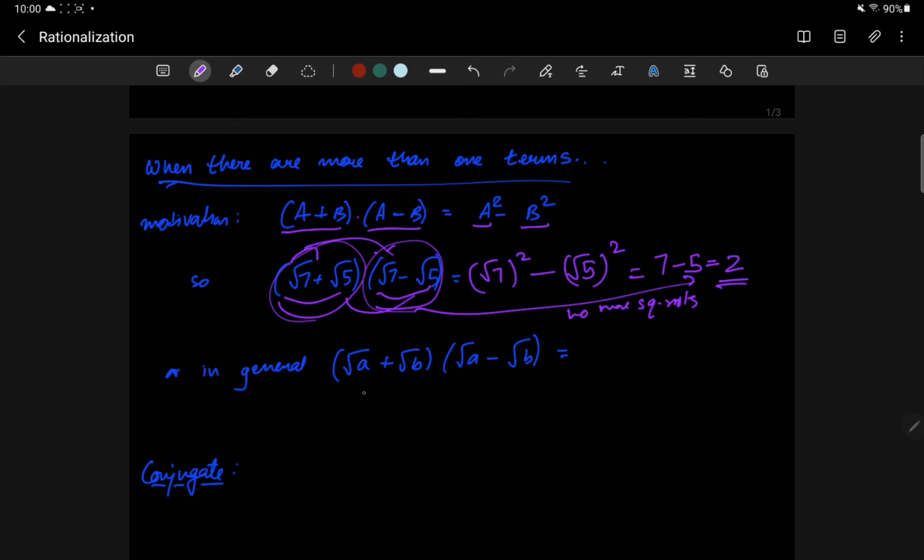So you can see that in general, if you have the sum of the square root of two things and the difference of the square root of two things, then it just ends up becoming square root of a squared minus square root of b squared, which then ends up becoming a minus b.